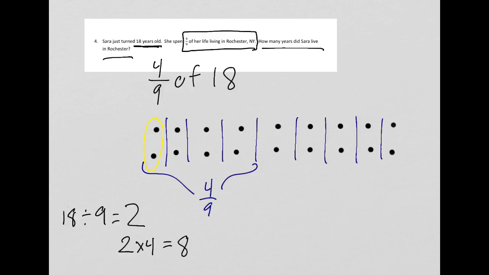So if we look at that visually, I have 1 group, 2 groups, 3 groups, 4 groups. So those are my 8 that equals 4/9. And in this case, it's 8 years is how many years she lived in Rochester. So I'm able to find 4/9 of 18 by drawing out an array, but also by thinking about it mathematically. I did 18 divided by 9 to figure out what 1/9 is equal to, and then I multiplied it by 4 because I'm dealing with 4/9. So I get 8 years. So we're able to look at how we can take a fraction of a whole and solve for what a fraction of a whole is equal to.